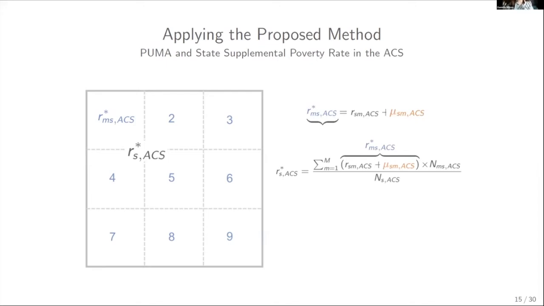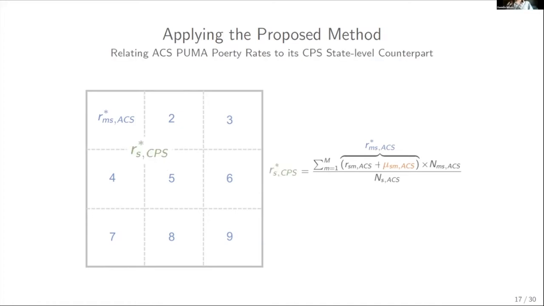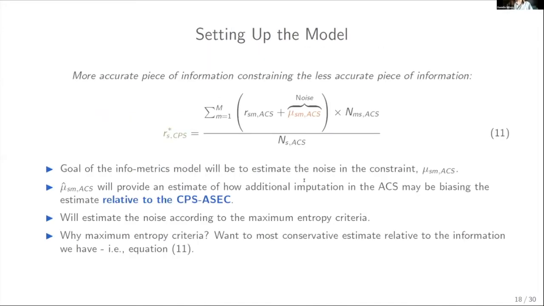Substituting that back into the weighted average relationship, instead of using that piece of information at the state level from the less reliable survey, I'm going to use the more accurate piece of information from the CPS ASEC, that survey that asks for additional detailed income data. So essentially, I'm using a more accurate piece of aggregate information to constrain the less accurate pieces of information. The goal of the infometrics model will be to estimate that relative noise from the imputation. And just for transparency, it's imperfect, but it is better than what is currently done, just observing it and using only the ACS, that less accurate survey.